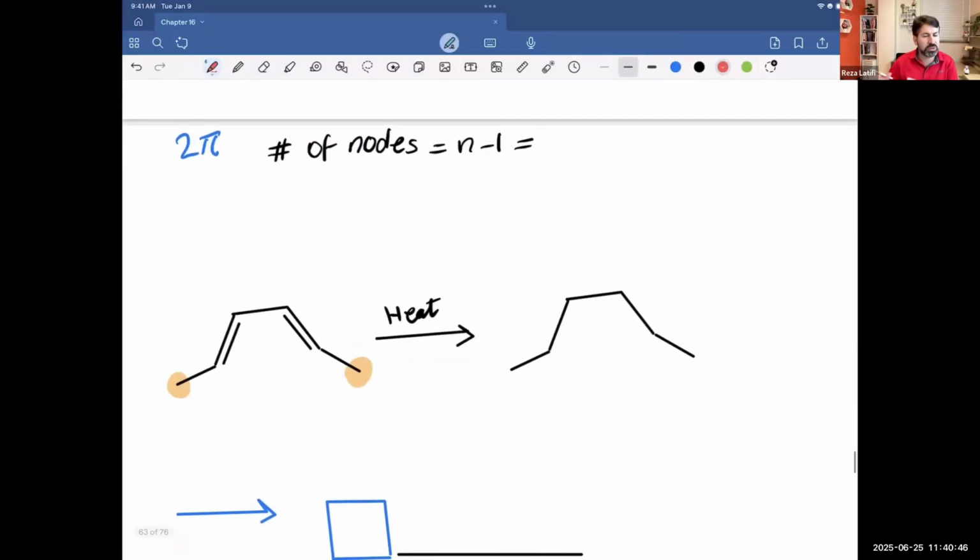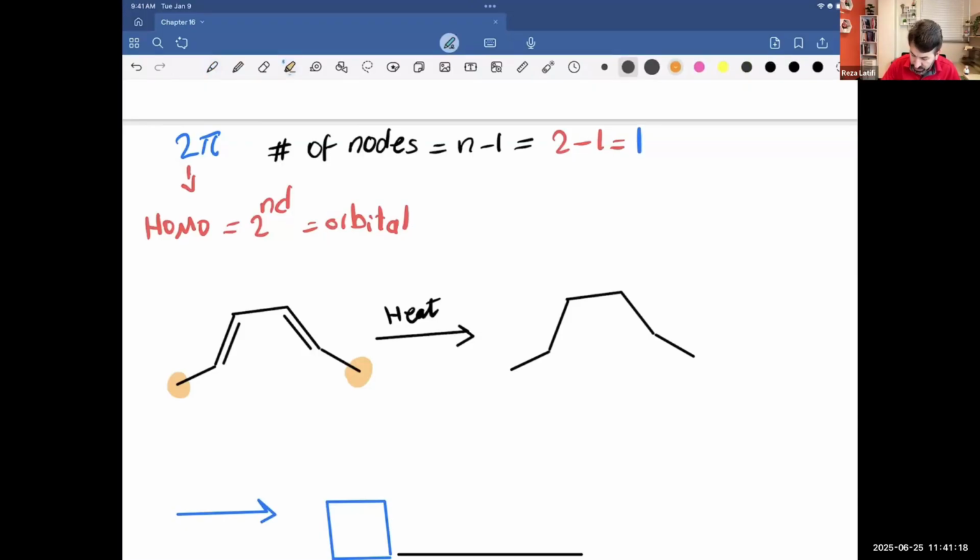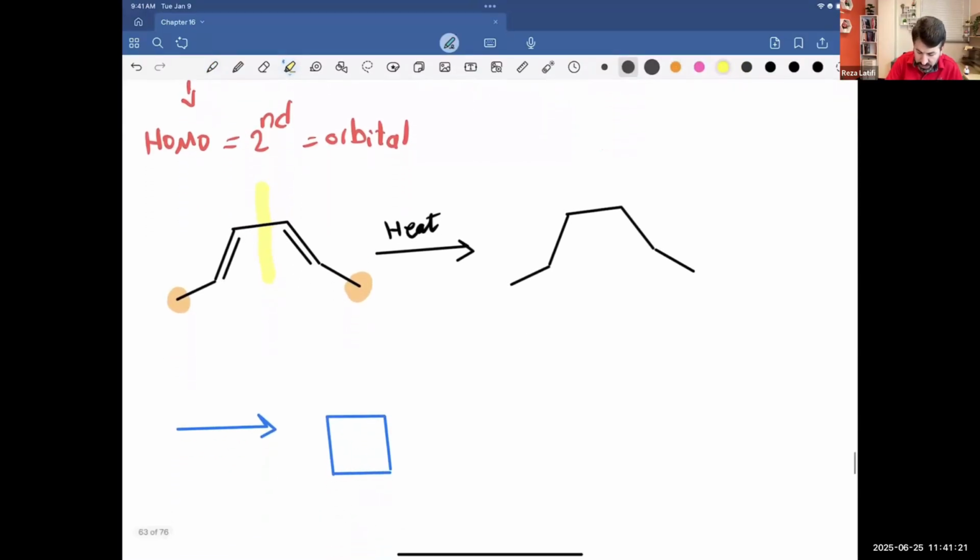Let's extend this one to a different number of pi bonds. This time I have 2. I'm using heat. So I'm going to say the HOMO is going to be equal to the second orbital. So electrons will be at the second level of energy. So I go level of energy, which is n minus 1. That's going to give me 1 node. So I have only 1 node. Let's show the node. I'm going to show it here. I have only 1 node. What does it mean? It means this orbital, okay?